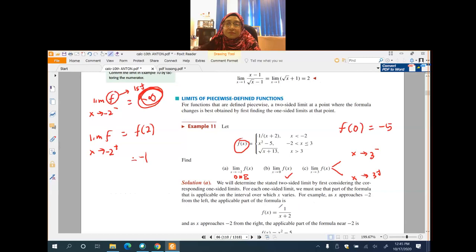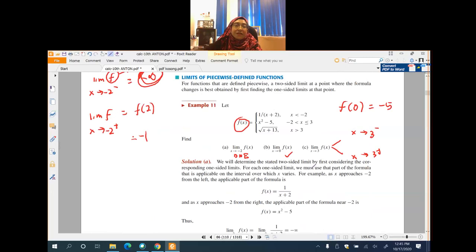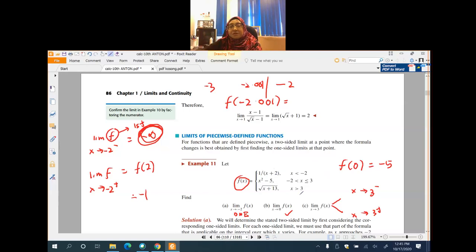Any questions? If you have anything that you want to ask related to this piecewise function, please let me know now. The key is to decide which function you want to choose. If you look at part c here, for x tends to 3 from the left, you should deal with the second one. And for x tends to 3 from the right, you should deal with the third one.